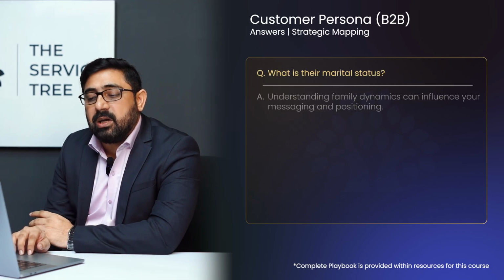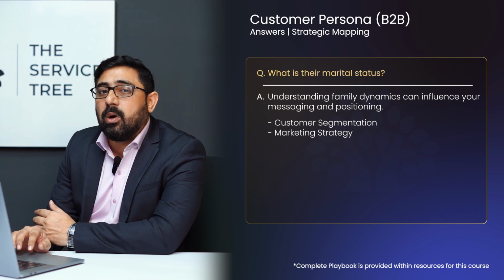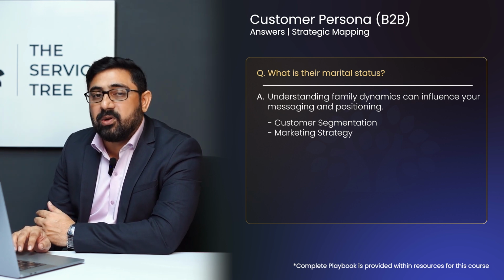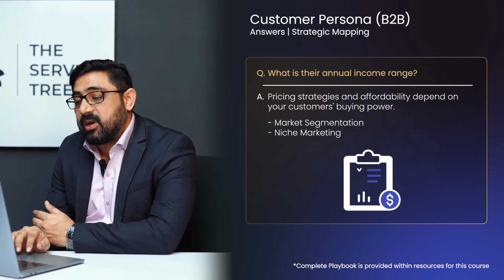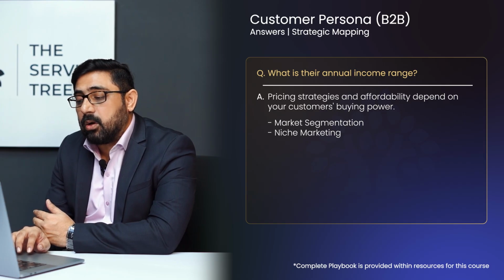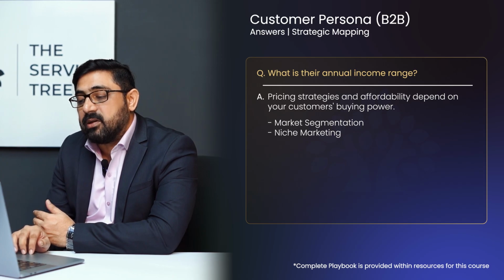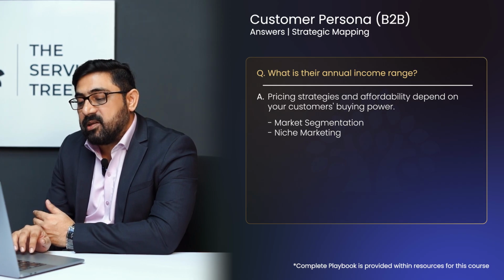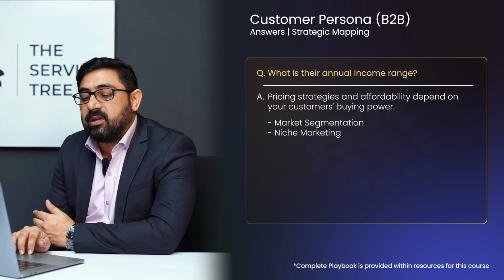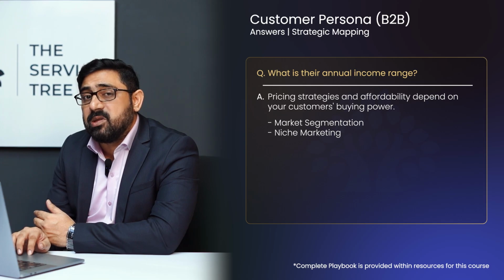If you get to know about their marital status, this will give you some understanding that family dynamics can influence your messaging and your positioning, because they have a different requirement set, they have a different expected value from your services. So what is their annual income range? This will help you in deciding your pricing strategy and affordability depending on your customers' buying power. So all these things are leading you towards certain answers and certain strategies in which you will be making a good strategic mapping of your business. For instance, the very first question we talked about is the age range of your ideal customer. Actually, you are going to strategically map out the customer segmentation in your business model canvas.